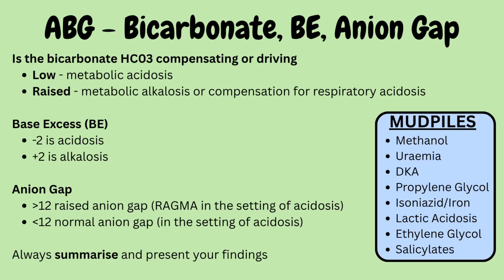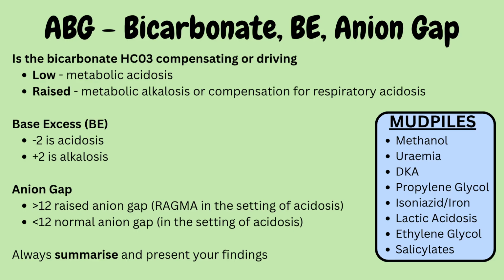So to go through base excess, don't overcomplicate it. This is again another metabolic measure on the ABG. A negative base excess below -2 tells you that they're in a metabolic acidosis. And then a positive base excess above +2 would tell you that they're in more of a metabolic alkalotic state. So you want to look at base excess and bicarbonate together.